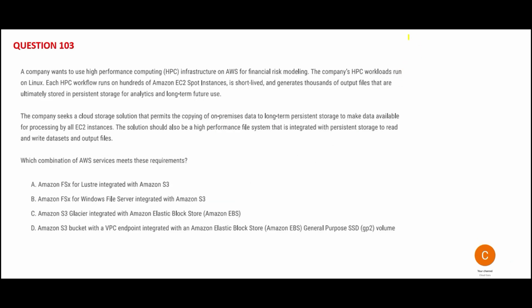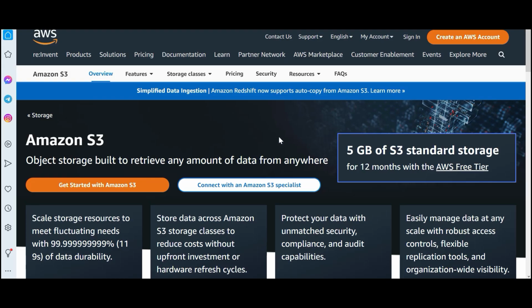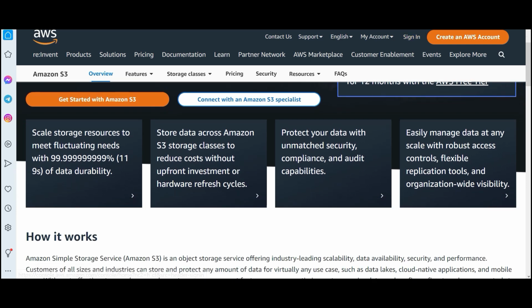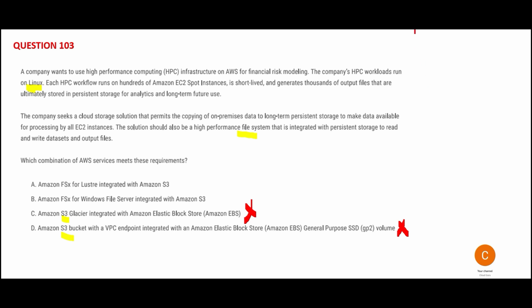Now let us jump into the questions. This question is a waste of time. What you need is just to identify a storage. Mind you, this is for Linux systems, and the requirement is for a file system. So what is a file system? Is S3 a file system? It is an object store. Object stores are not file systems. So we would mark this wrong.